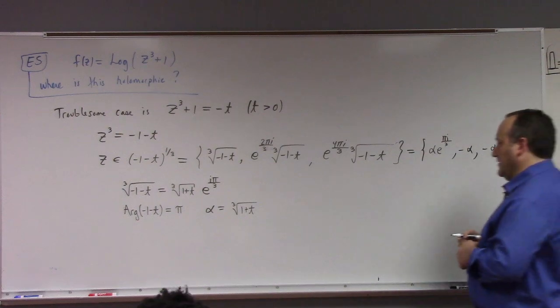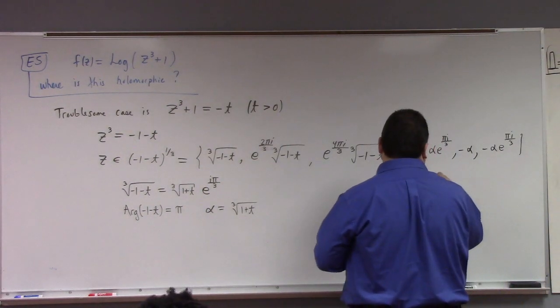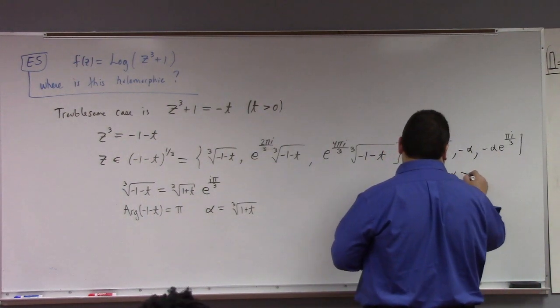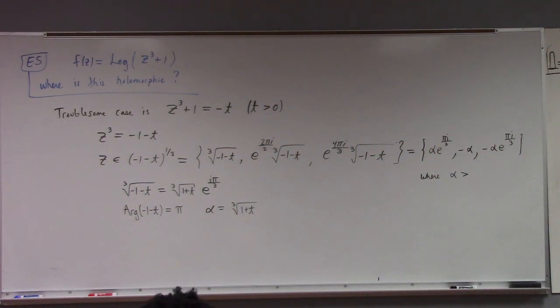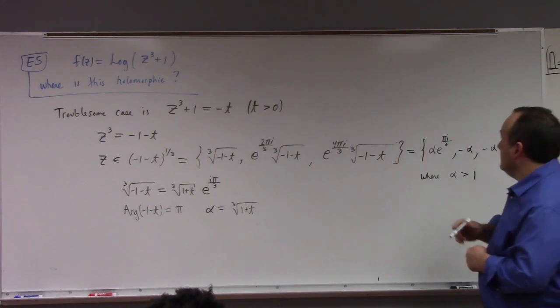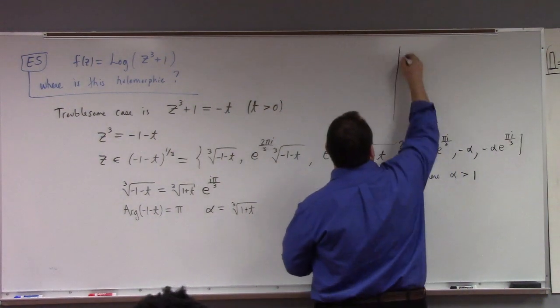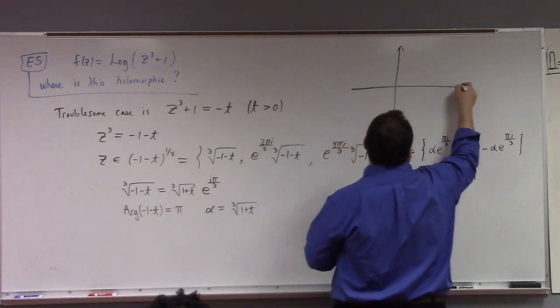And what can you tell me about alpha? It's greater than what? Greater than 1, right? Because t is positive, not 0. So it's greater than 1. So if I graph this, if I dare, man, it is messed up.